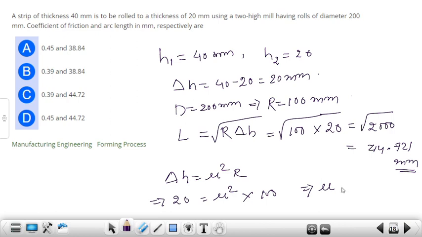So mu is equal to root over of 20 by 100, root over of 0.2, which is equal to 0.44, implies that mu is equal to 0.447, which is also equivalent to 0.45. So the answer will be 0.45, and the projected length given is 44.72, which is the correct answer.